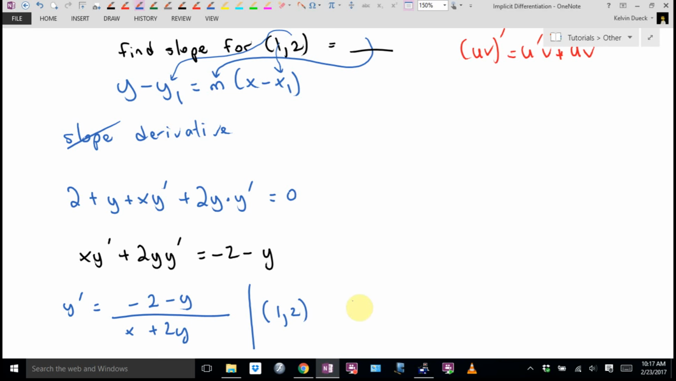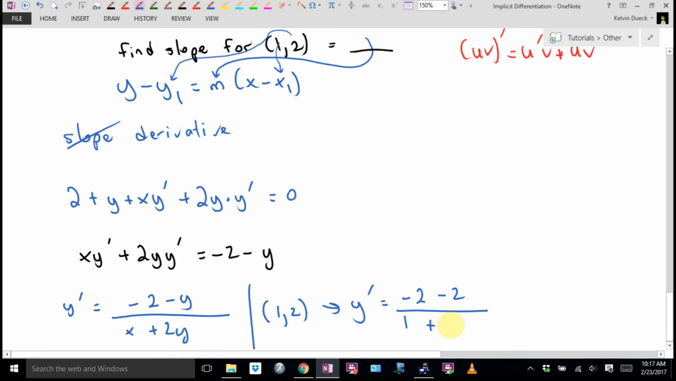So, what is y prime when I plug it in? It's going to be -2 minus 2 all over 1 plus 4. I think the slope at (1, 2) you get is -4 over 5? What's the slope at (1, 2)?